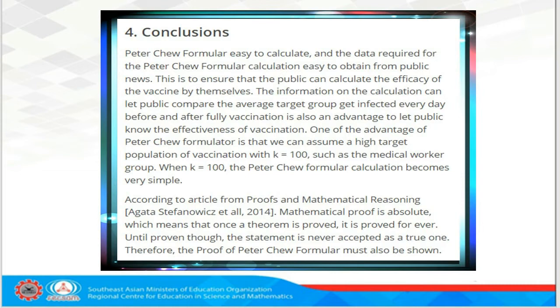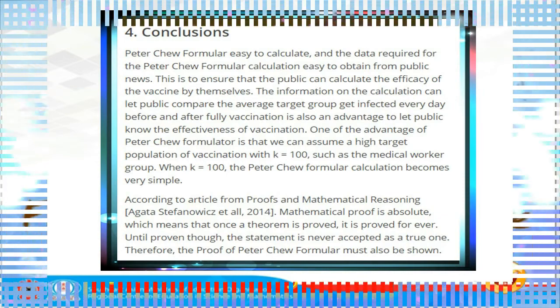According to the article from Proofs and Mathematical Reasoning, Agata Stefanovic et al., 2014, mathematical proof is absolute, which means that once a theorem is proved, it is proved forever. Until proven though, the statement is never accepted as a true one. Therefore, the proof of the Peter-Chu formula must also be shown.